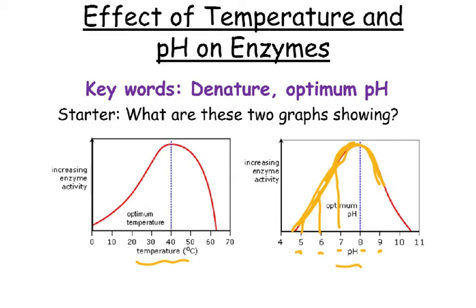So optimum pH, denaturing of the enzyme, and extremes of pH. In temperature, increasing temperature increases enzyme activity till the optimum, and then after the optimum there are less effective collisions and the rate decreases, and final denaturation is at this point. All the active sites have lost their shape, all the enzymes have been denatured.